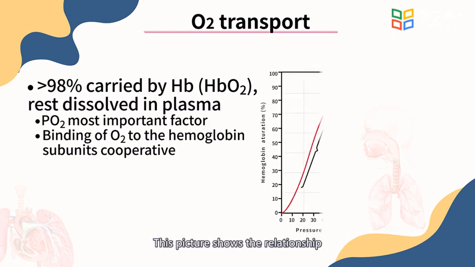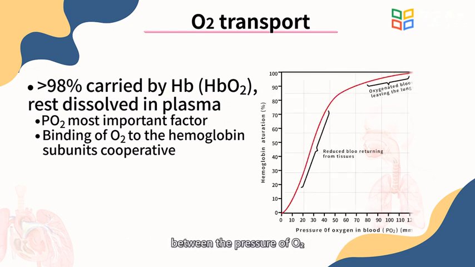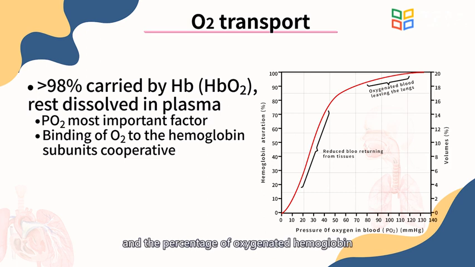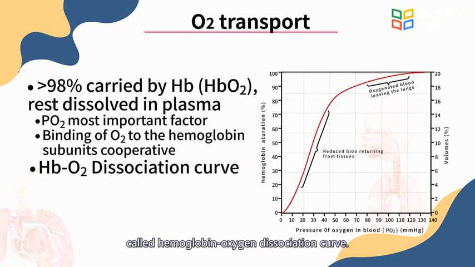This picture shows the relationship between the pressure of O2 and the percentage of oxygenated hemoglobin, called the hemoglobin oxygen dissociation curve. It is not a straight line. At the top part, high O2 promotes its bonding with hemoglobin, and at the bottom part, the O2 pressure is low, favoring dissociation of O2 from hemoglobin. Therefore, the curve becomes S-shaped.